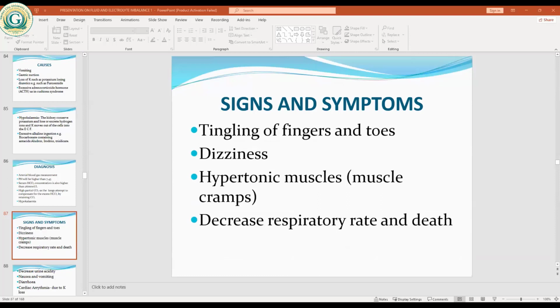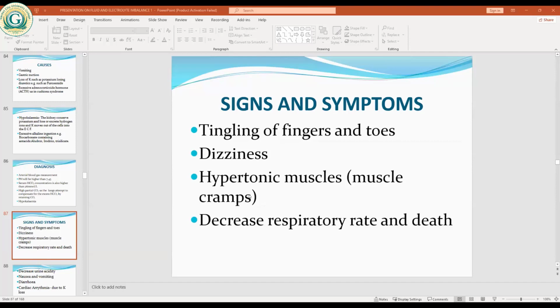So we have tingling of fingers and toes. You see that you have tingling around the fingers and toes in metabolic alkalosis. You feel dizzy, so the dizziness. So let me describe somebody in metabolic alkalosis: you have eaten and you are sitting in your armchair and you are resting, you feel dozing. You start dozing off. Hypertonic muscle cramps, so that sometimes you feel muscle cramps, decreased respiratory rate and depth.